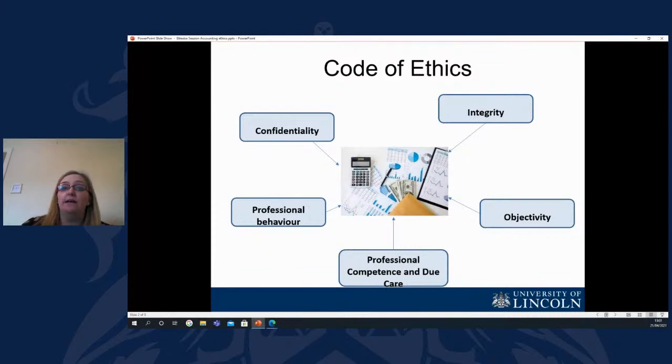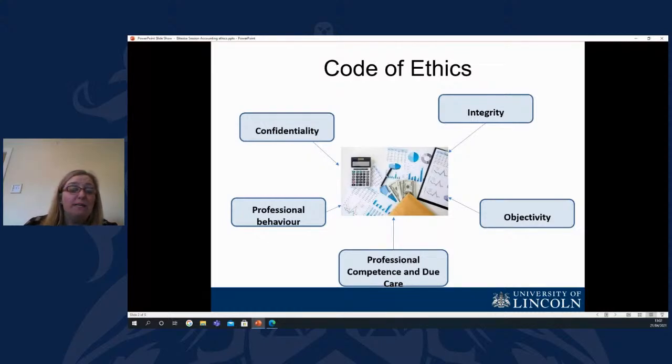So if you can see there on the right hand side, every accountant has to act with integrity. And what that means is that they have to do the best that they can for their clients. They have to essentially make good decisions wherever possible. So they're not allowed to mislead people. They're not allowed to lie. They have to act as a good, independent person.